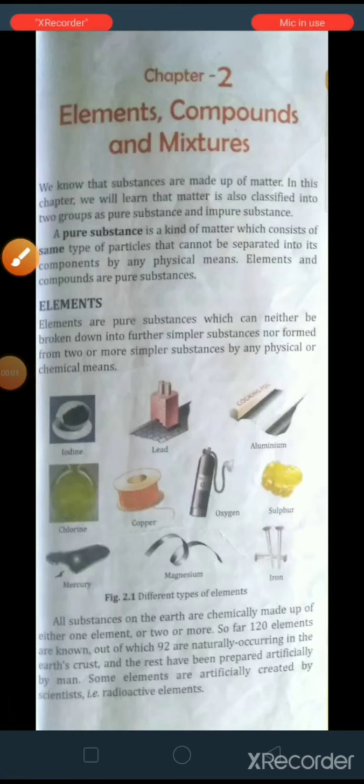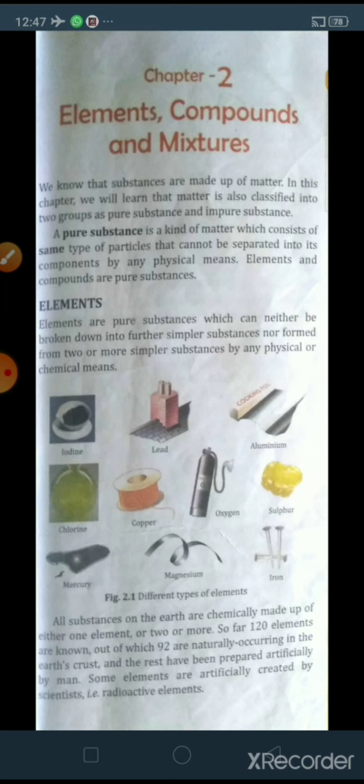Hello students, today we are going to start the new chapter, that is your second chapter, elements, compounds and mixtures. As we know, in our surrounding we see different types of substances, and today in this chapter we will learn about the substance, the constitution of the substance and different types, how we can classify the substances.